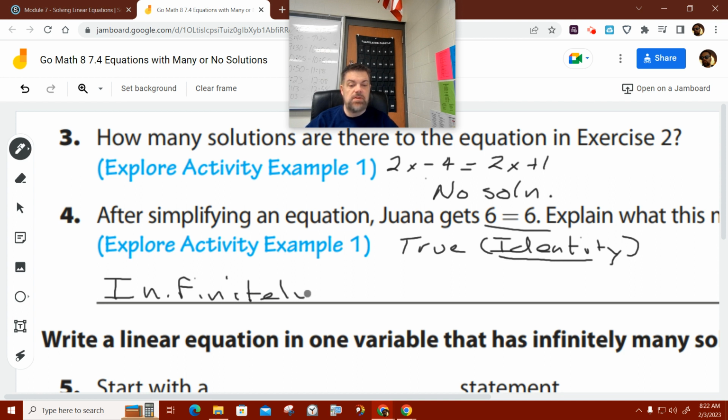Infinitely many solutions. And basically, both expressions are equal.